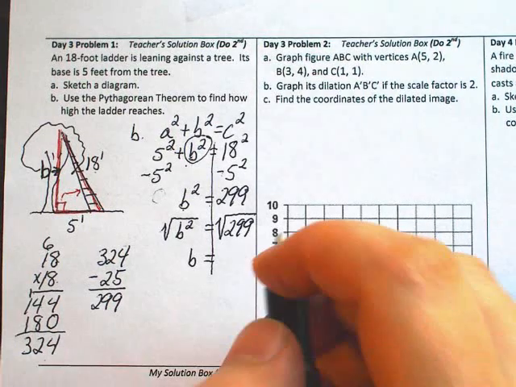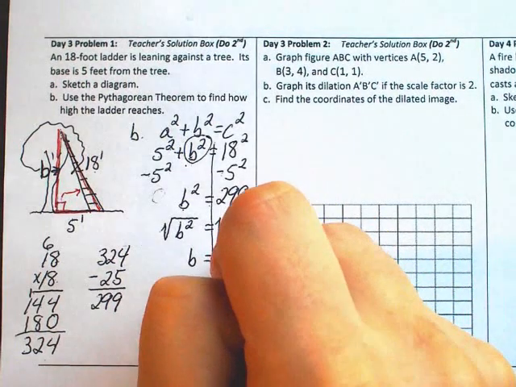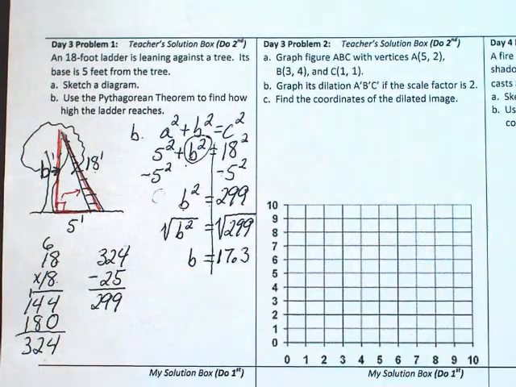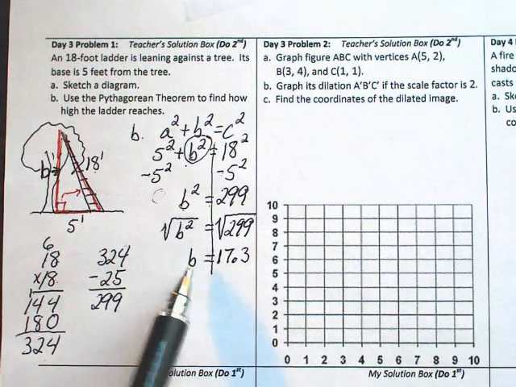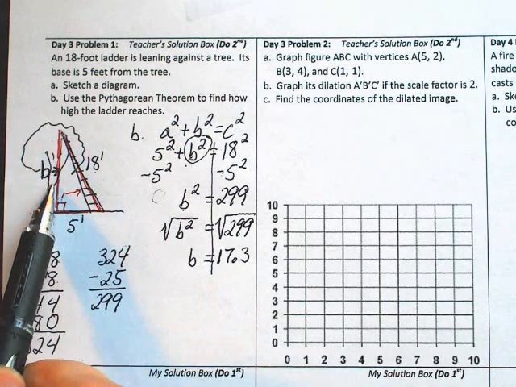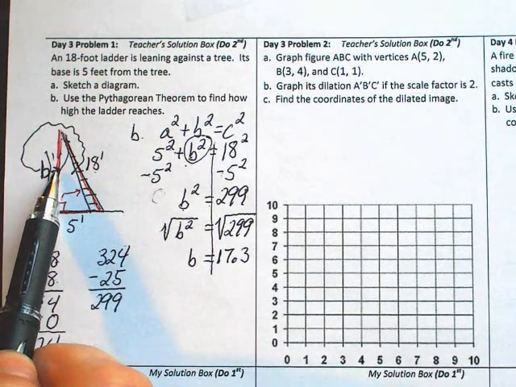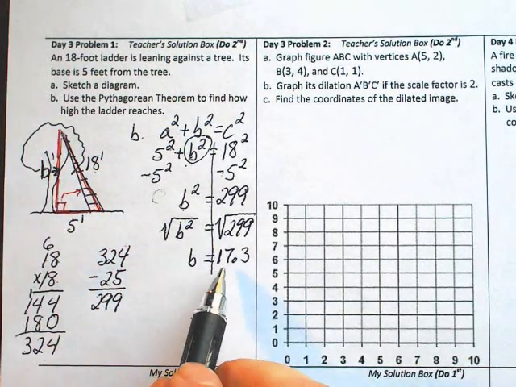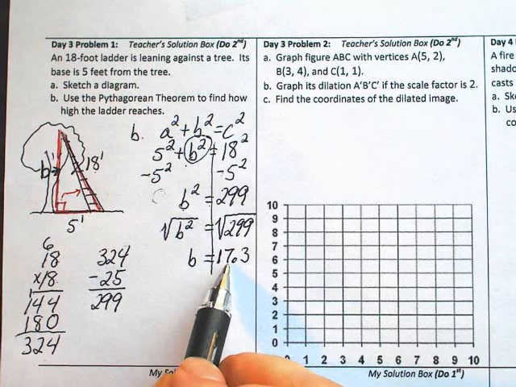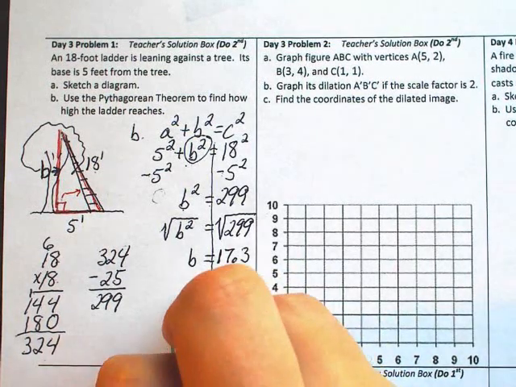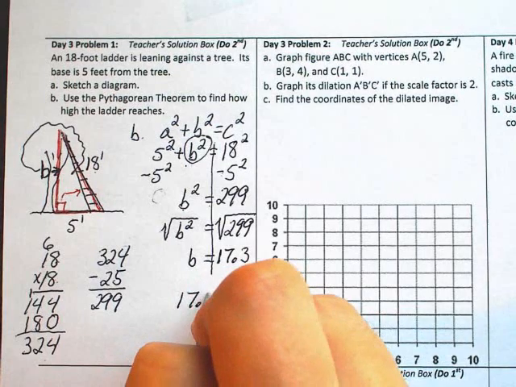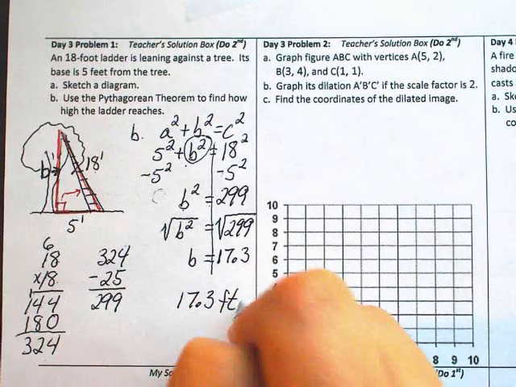So returning back to the warm-up, in our original picture, the variable b was how high up the tree that ladder reaches, and we have figured out that it is about 17.3 feet. So 17.3 feet.